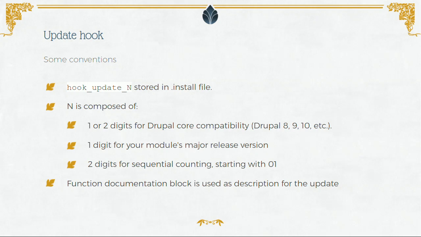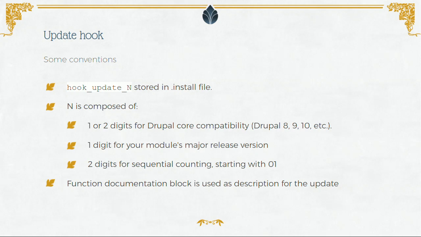And the second digit, if you are writing an update hook for core, is the minor version of the release. If you are using it in contrib, then it's the major version of your contrib module. There's a mismatch in that. The community is still working on figuring out ways and steps to improve this, so let's hope we'll have some solution soon.